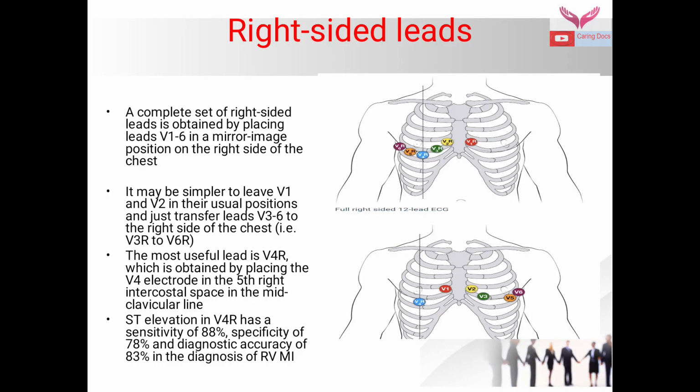Coming to right-sided leads, a complete set of right-sided leads is obtained by placing leads V1 to V6 in a mirror image position on the right side of the chest. It may be simpler to leave V1 and V2 in their usual position and just transfer leads V3 to V6 to the right side of the chest, that is V3R to V6R. The most useful lead is V4R, which is obtained by placing the V4 electrode in the fifth right intercostal space in the midclavicular line.